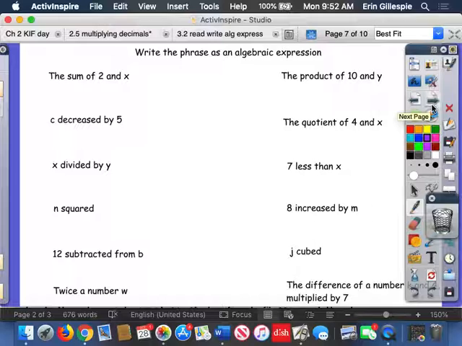All right, so let's practice with some examples. So you guys are going to take these phrases and write algebraic expressions for them. I'm going to help you with an example or two here.